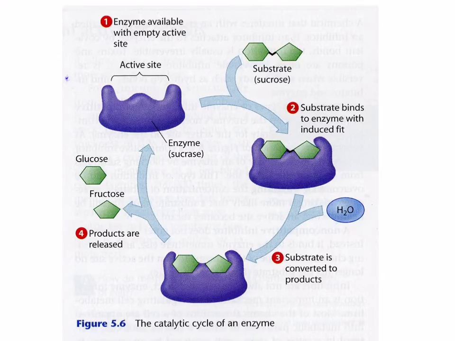If we look at this example, you can see sucrose is the substrate and the enzyme is sucrase in purple. The enzyme sucrase has got an active site that sucrose can bind to. Step 2, where the substrate binds to the enzyme with induced fit. We're going to talk about induced fit just now. And then water comes along and the substrate, sucrose, breaks into glucose and fructose.